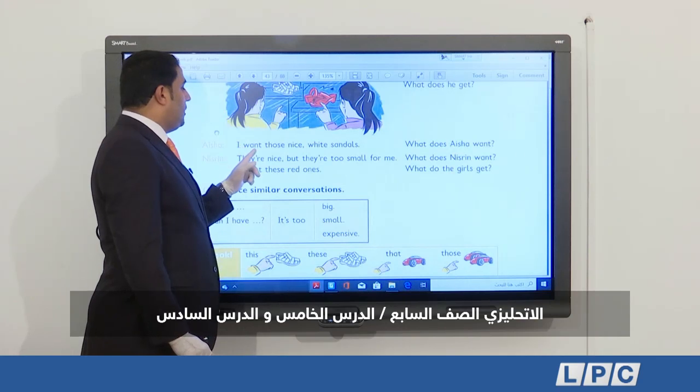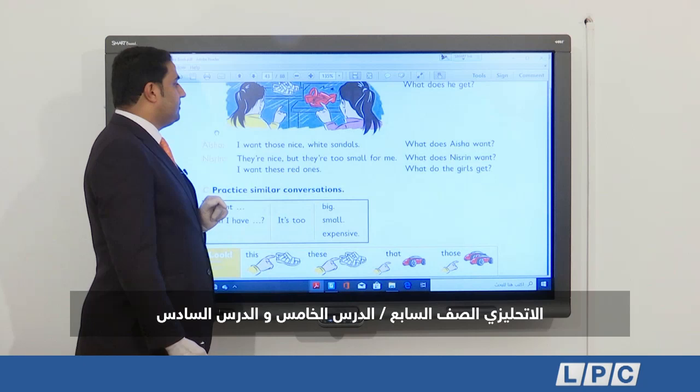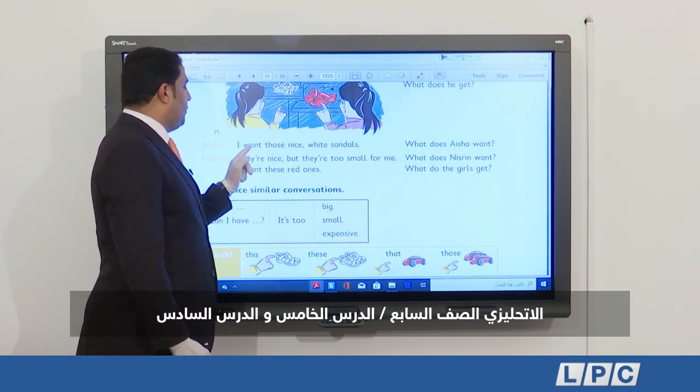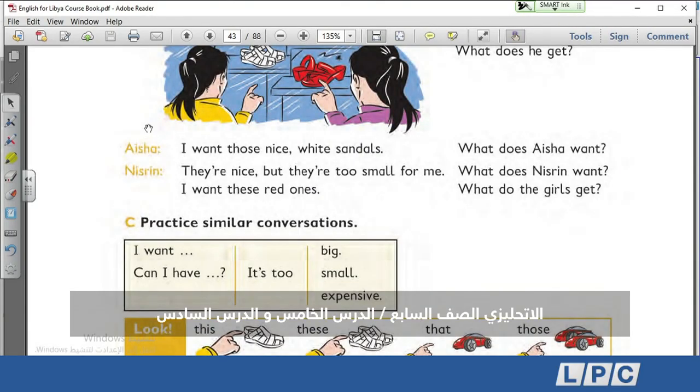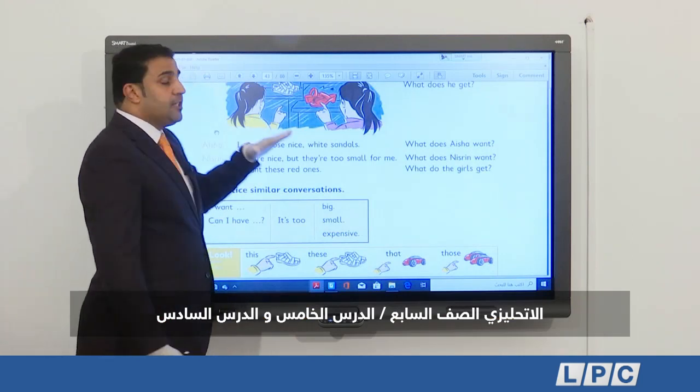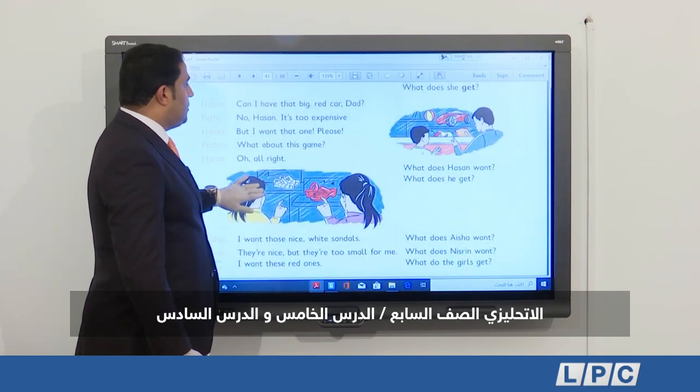Aisha, I want those nice white sandals. Nasreen, they are nice. But they are too small for me. Very good. I want these red ones. Very good.